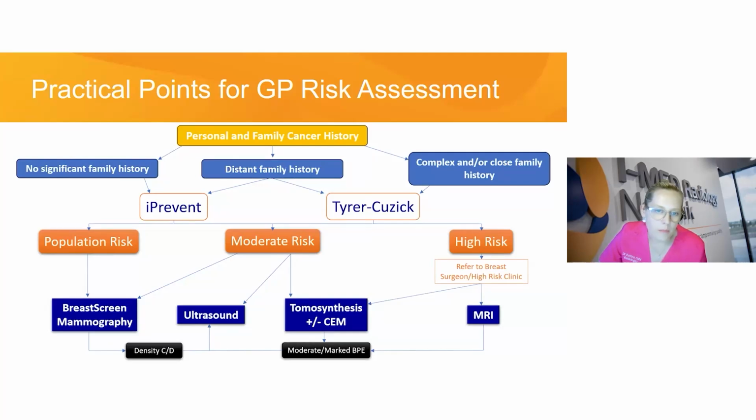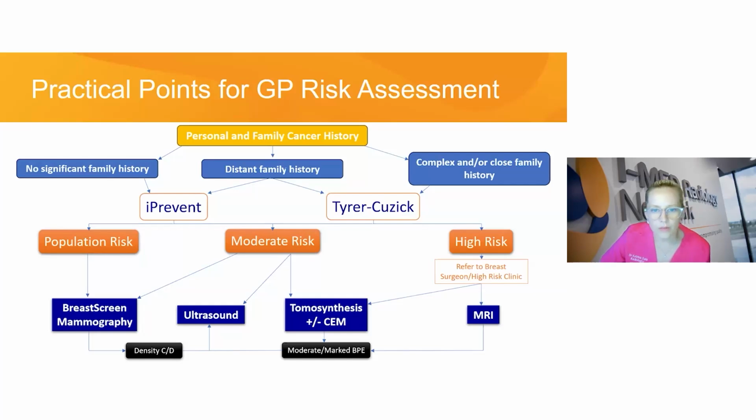So a woman comes in and has a very high level assessment with her general practitioner for her personal and family cancer history. If there's no history whatsoever, and they're worried because their neighbour had cancer last week or whatever that might be, I reassure them and say, use iPrevent, reassure yourself that you're a population risk.